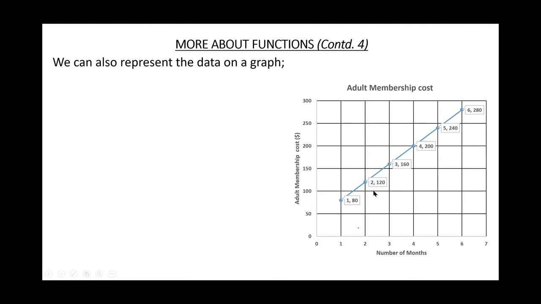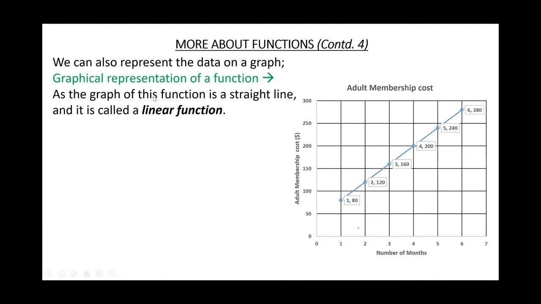Basically there is no meaning for any points in between the dots, but we still connect them. So it's a connected graph of the discrete function. This is the graphical representation of the function we have just seen. As the graph of the function is a straight line, it is called a linear function.